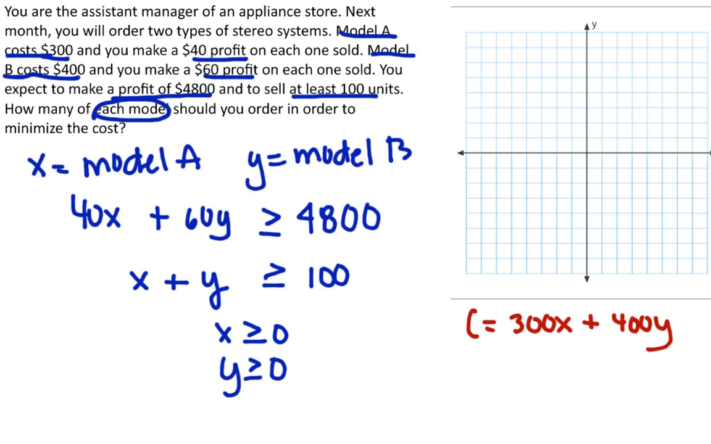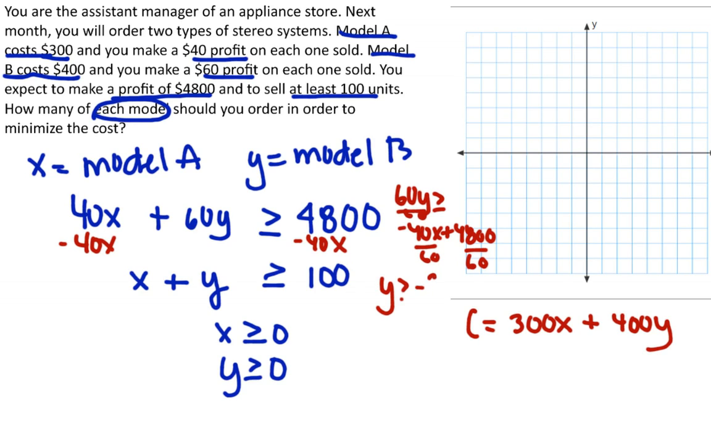Okay, not quite ready to graph. Got to solve for y. Subtract 40x from each side. That gives me 60y is greater than or equal to negative 40x plus 4,800. Again, I'm kind of running out of room here. Divide everything by 60. And that gives me y is greater than or equal to negative 2/3, plus 2/3 x, don't forget that. And we get, let's see, 80.